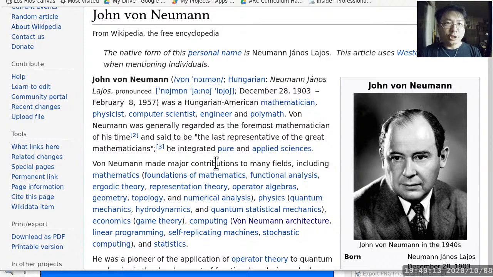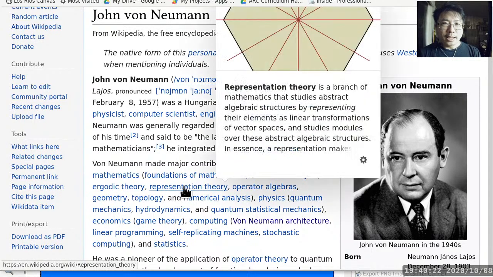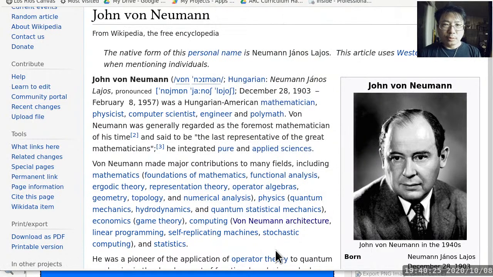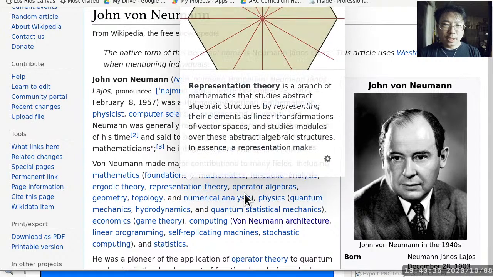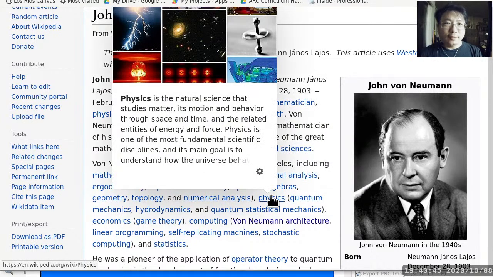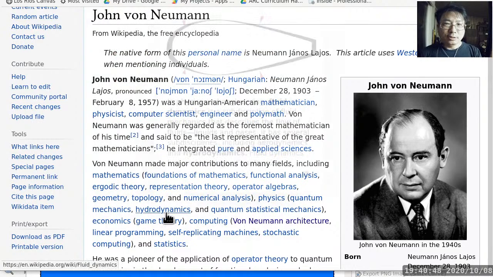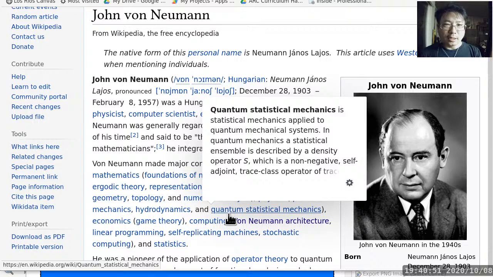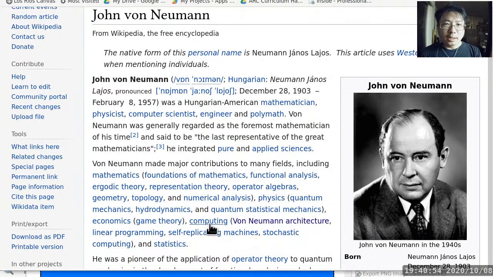Von Neumann made major contributions to many fields, including, which means this may not be exhaustive, mathematics. And within mathematics, they also broke it down into multiple disciplines: foundations of mathematics, functional analysis, ergodic theory, representation theory, operator algebras, geometry, topology, and numerical analysis, and then physics. And then under physics, there's quantum mechanics, hydrodynamics, and quantum statistical mechanics, economics, game theory, and then computing.